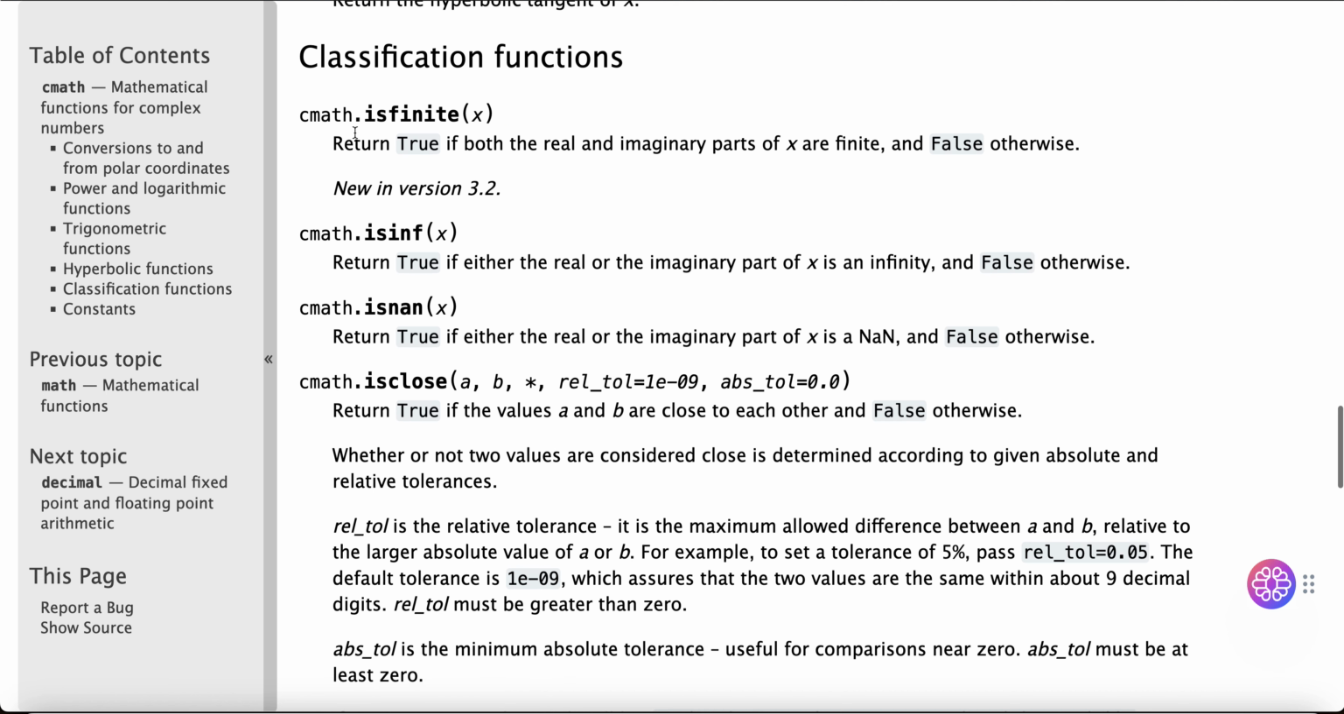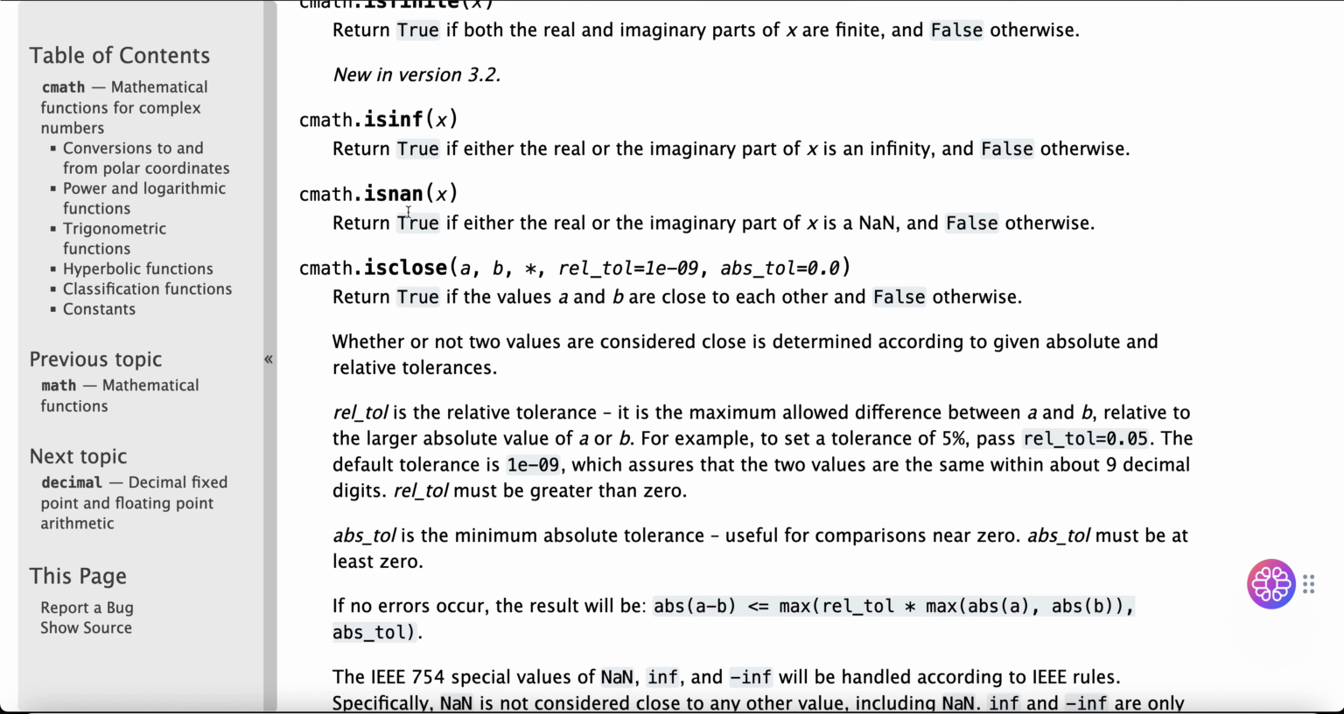Classification functions. cmath.isfinite(x) returns True if both the real and imaginary parts of x are finite, and False otherwise. cmath.isinf(x) returns True if either the real or imaginary part of x is an infinity, and False otherwise. cmath.isnan(x) returns True if either the real or the imaginary part of x is NaN, and False otherwise.